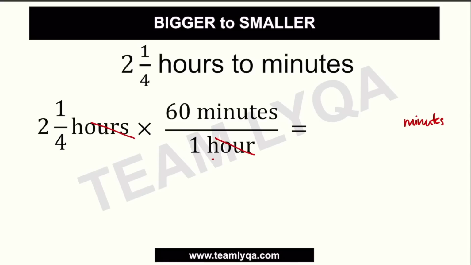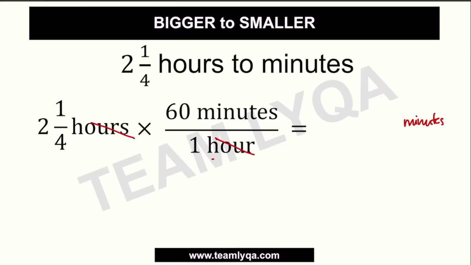Okay, that's the easiest way to remember kung saan mo ilalagay ang alin. Okay? Now, dahil merong 60 minutes sa isang hour, nalagyan natin ng 60 minutes sa taas. Tapos, dahil imumultiply mo siya, gagawin natin ngayon is 2 1/4 times 60.